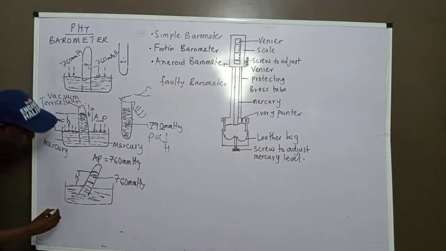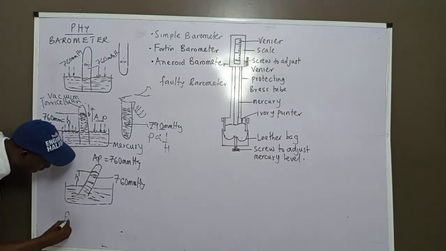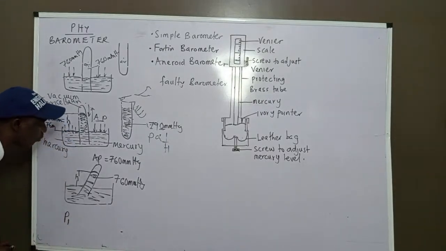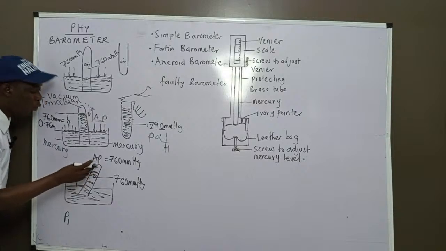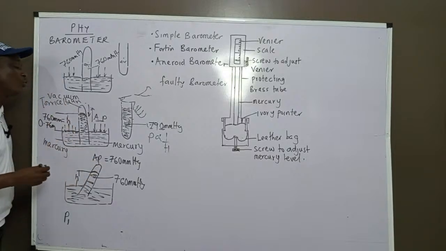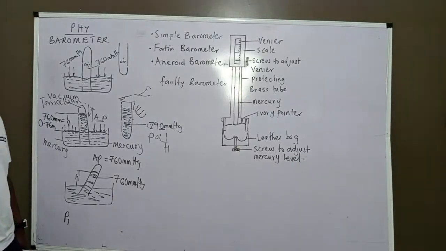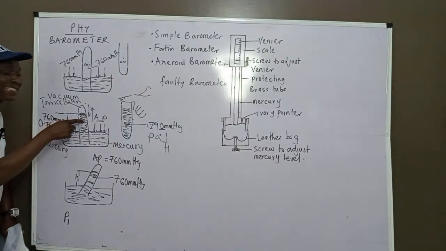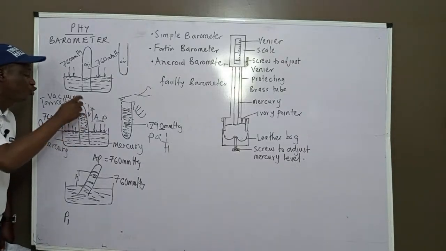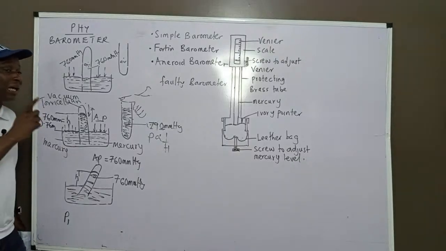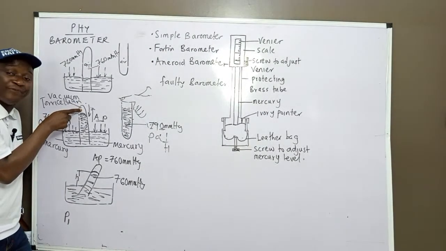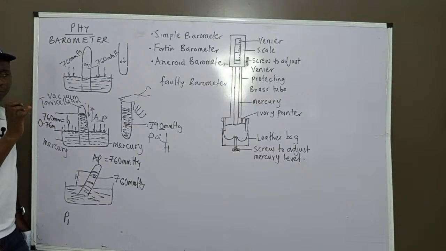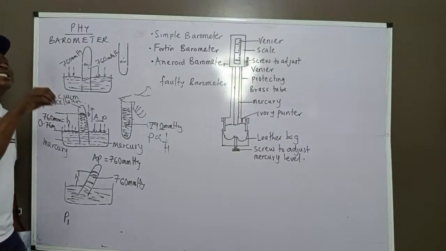Now, the pressure here, let's say P1. Let's say we have a faulty barometer where air is inside here. Once air is inside, what is found at the vacuum? How does it affect the pressure? It increases the pressure of the mercury in the tube. Please take note of that too. They can ask you, when air is found at the vacuum, what effect will it have on the simple barometer? It will tend to increase the pressure.